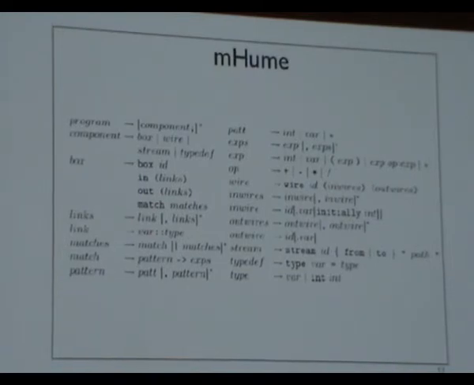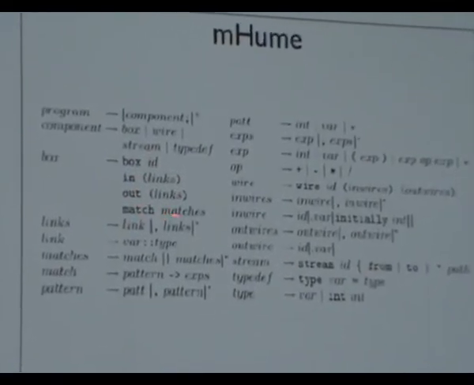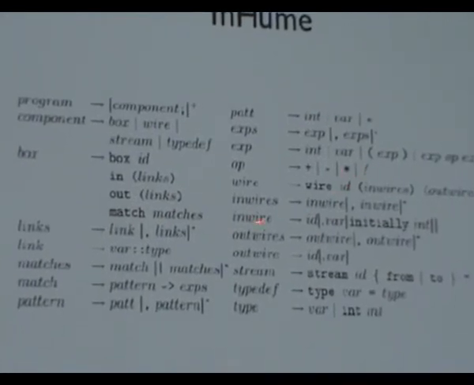Okay, so here's mini-Hume. I won't bore you by reading the syntax. It actually has got quite a lot of Hume. It's got box definitions with the input wires, the output wires, and the matches. It's got the full wire definitions. The matches give you arbitrary matches with patterns to expressions. The patterns include integers, variables, and the don't care variable. Expressions are much simpler. Integer variable, bracket expressions, or operator expressions, operators for arithmetic.